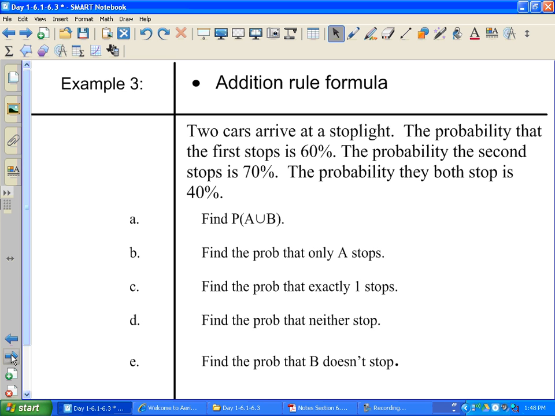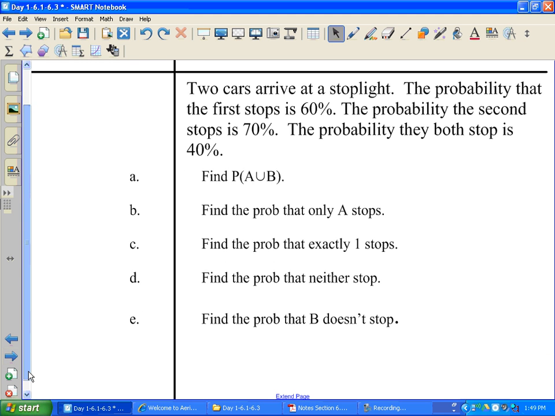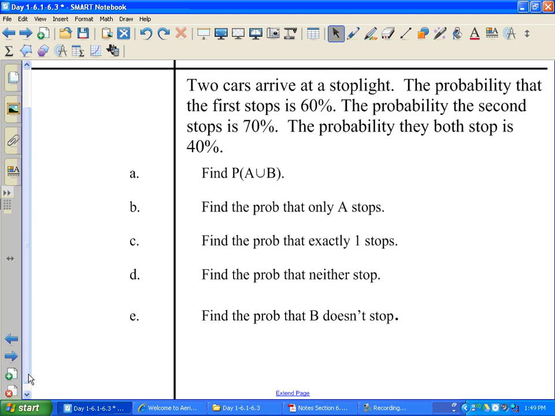2 cars arrive at a stoplight. Probability the first stops is 60%, probability the second stops is 70%. Probability of both stopping is 40%. You guys do this one. Make a Venn diagram and do it.